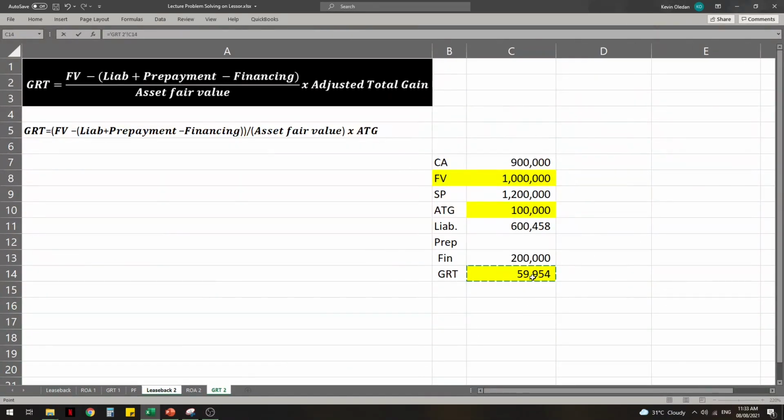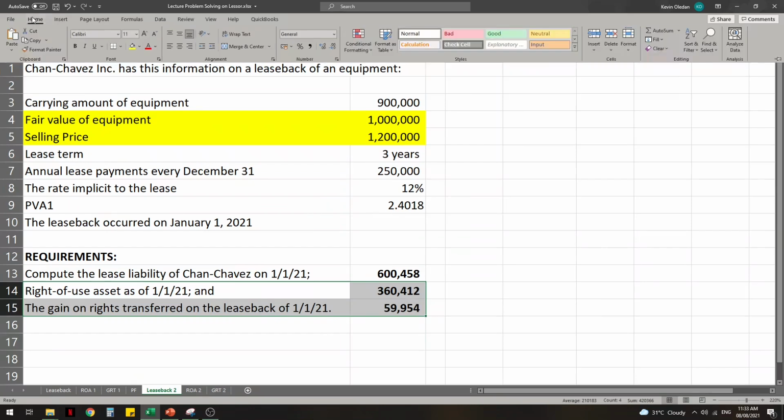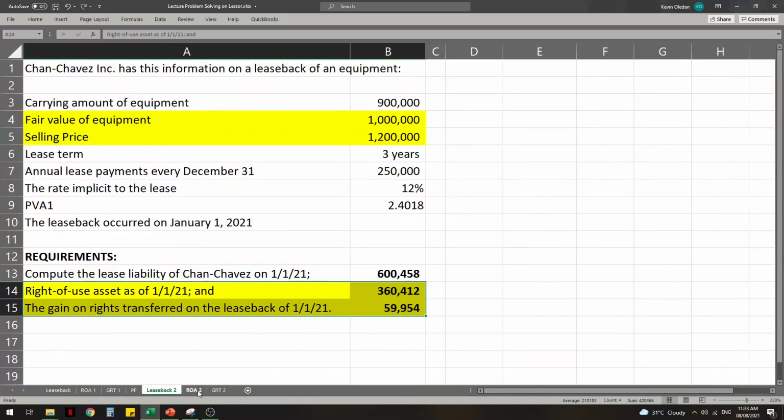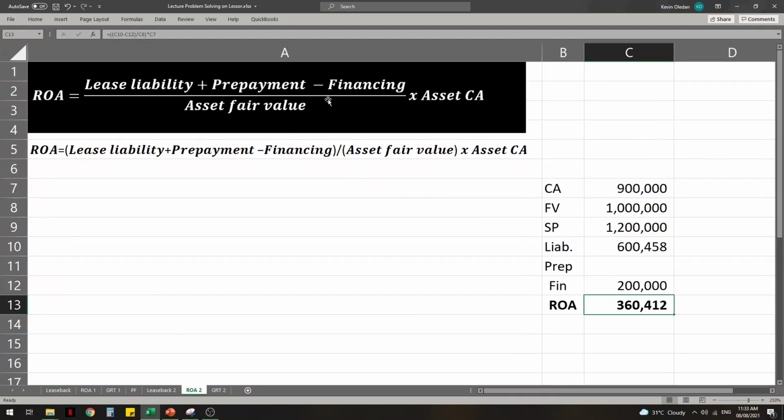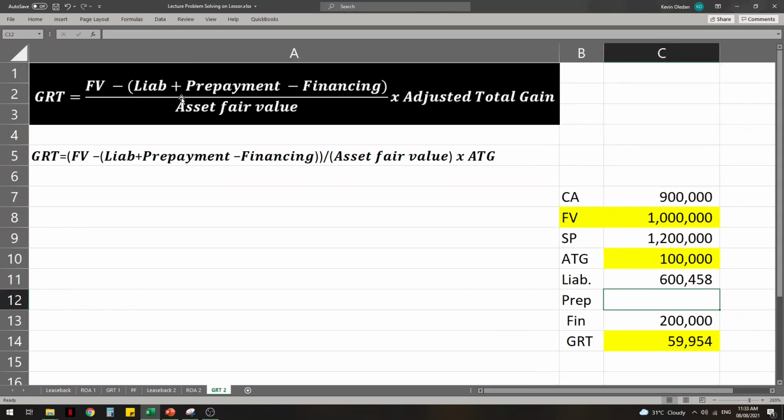We'll find a little bit of problems wherein maybe we can apply the new learning that you have right now. The right of use asset and the gain on rights transferred. But let me give you a final glance of how the formula is so that you can screenshot. Ito po yung formula natin for ROA, yung complete formula. And this is our complete formula for gain on rights transferred. Now to proceed to your handout.